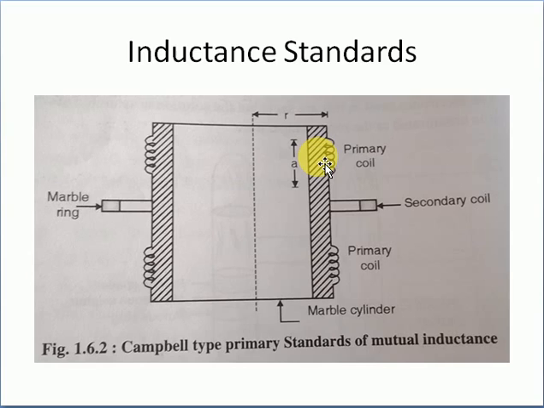So they consist of two sets of coils, out of which one is fixed and another is moving, such that the mutual inductance can be varied. Okay, one is fixed while the second is moving.